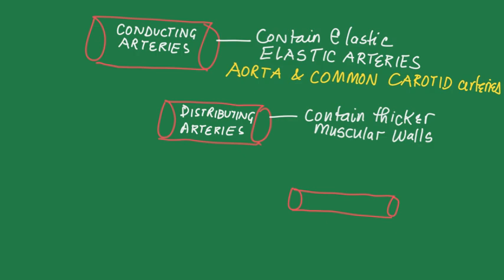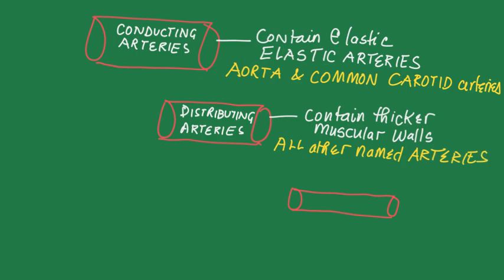All the arteries with names such as renal artery, gonadal artery, celiac trunk, femoral artery, popliteal artery, all of these named arteries come under distributing arteries.